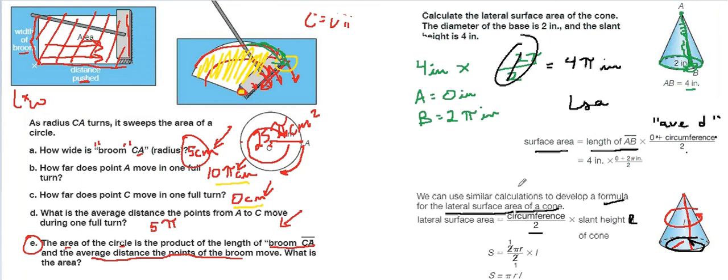Like we saw right here, the 2's end up canceling out if you have 2 pi r, which is 2 r's, diameter, so that works. Pi r times L. It all kind of ends up simplifying to surface area of a cone, lateral surface area of a cone, is pi r L when all said and done and simplified.